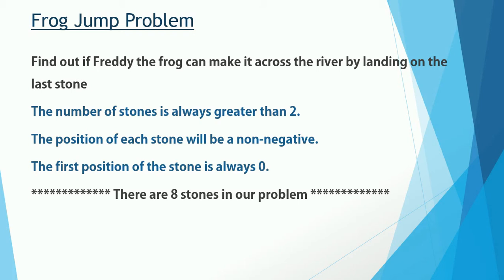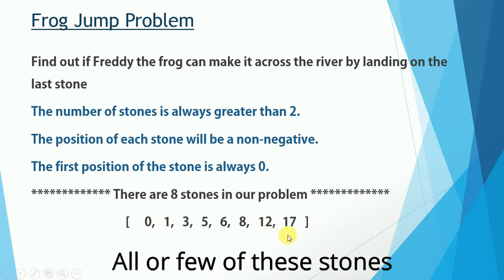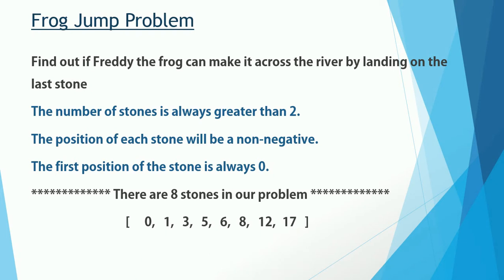Now in our problem there are 8 stones. So the first is at 0 meter, then the second one is at 1 meter, the third one is at 3 meters, then 5 meters, 6 meters, 8 meters, 12 meters and 17 meters. So this is our last stone. If the frog can make it here by jumping on all these stones, then we can say that yes, it can go across the river. Now we are going to solve it using dynamic programming. We are going to switch to our framework where I will show you how to construct the dynamic programming solution of this problem.